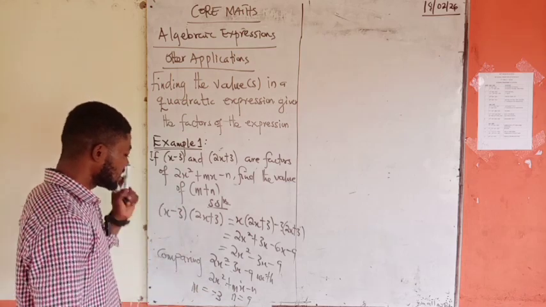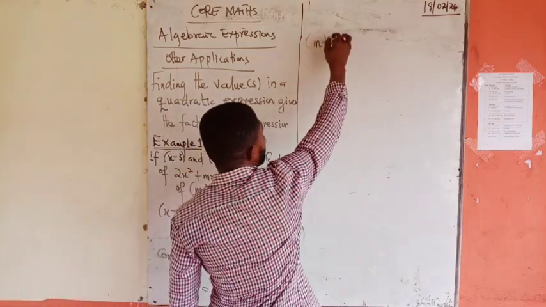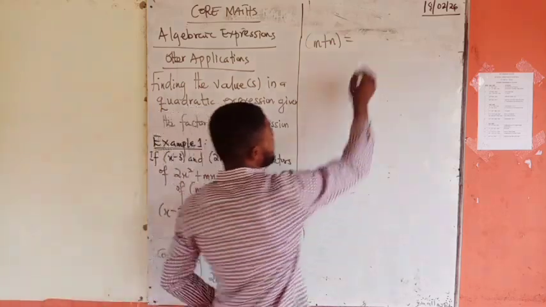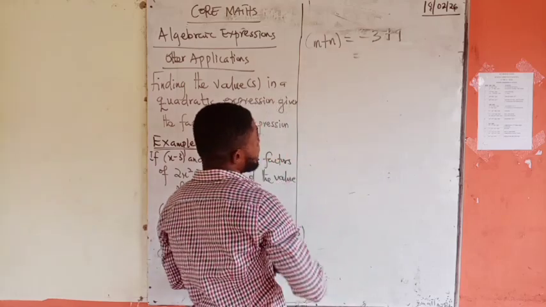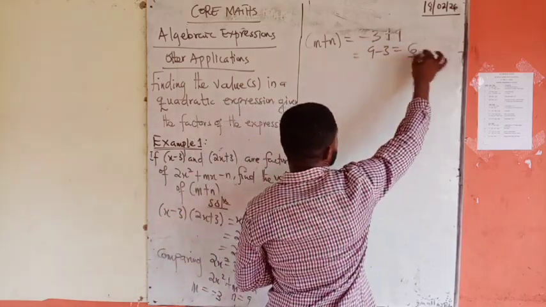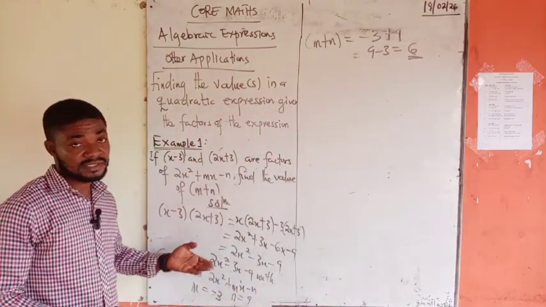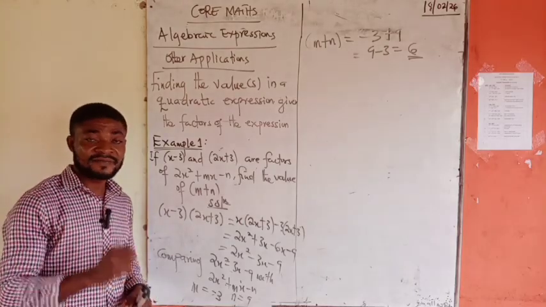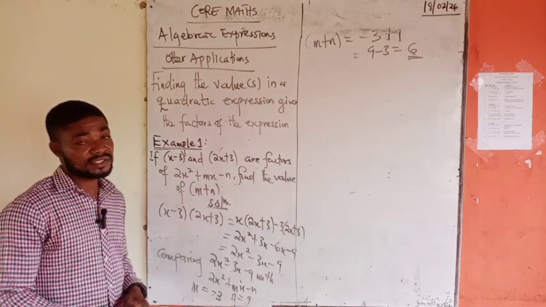Now we have to find the value of m plus n. So therefore we say that m plus n now becomes value of m negative 3, value of n 9. Negative 3 plus 9, that should give me 9 minus 3, which is the same as 6. So this is how you go about it. Expand your factors and then you compare with what you have been given in the question. And then when you're able to do that, you'll be able to arrive at the answer that you want.